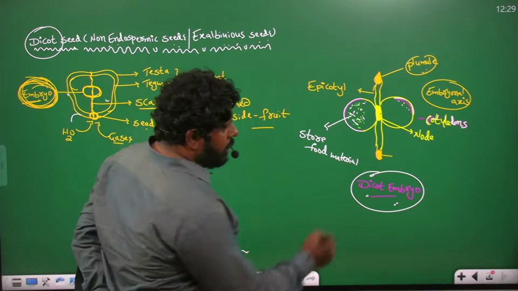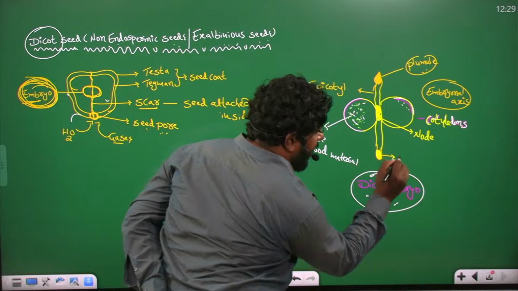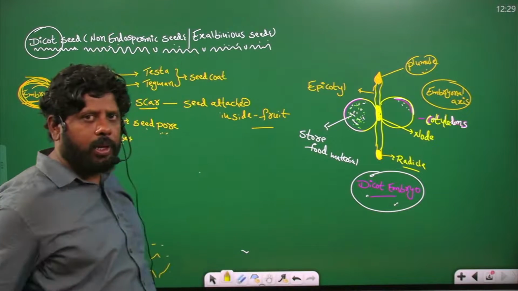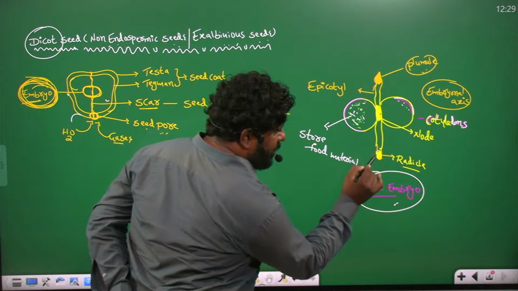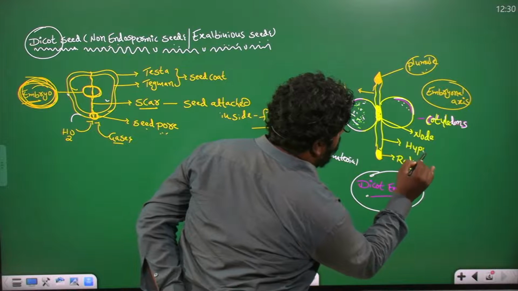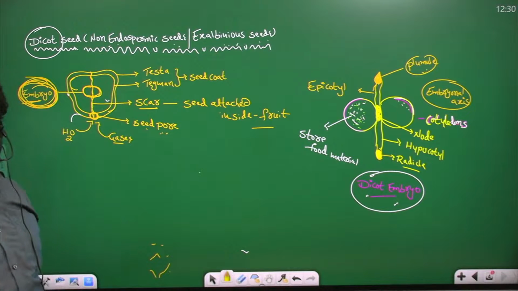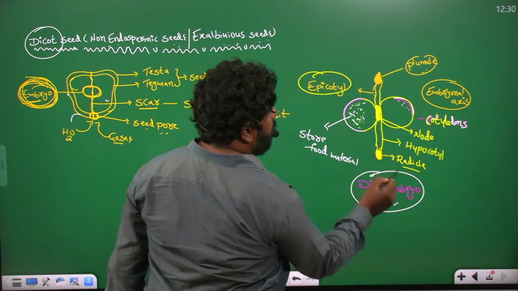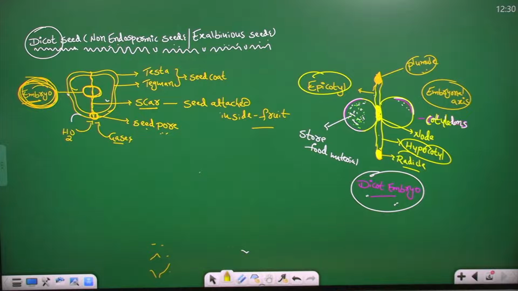Like that, the region between node and radicle, this lower tip, is the radicle. Whatever distance is present between radicle and node is called the hypocotyle. Epicotyle, hypocotyle. What is epicotyle? The distance present between plumule and node. What is hypocotyle? The distance present between node and radicle.